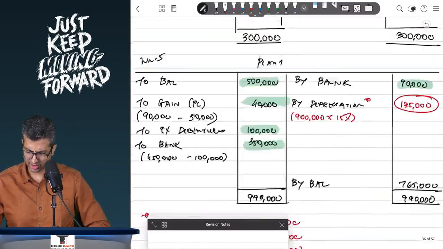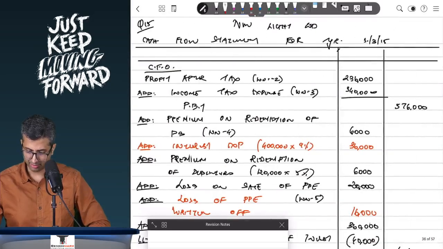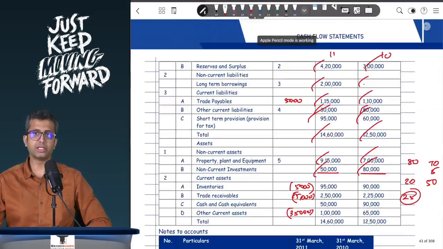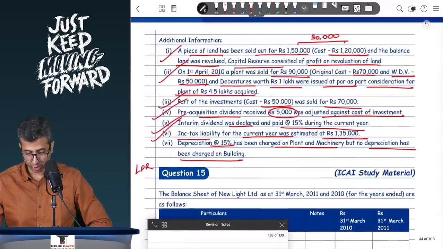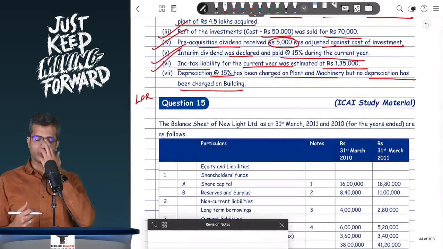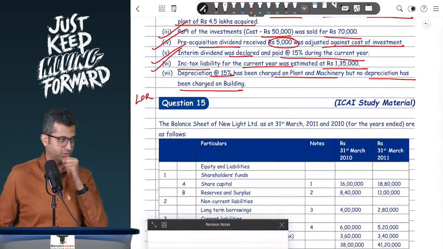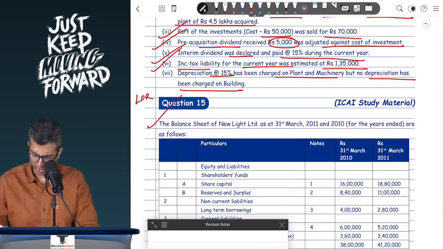That is question number I believe 14, a fairly detailed question. You'll definitely want to practice this. We have marked that as important for last day revision as well. Now we'll go to question number 15.